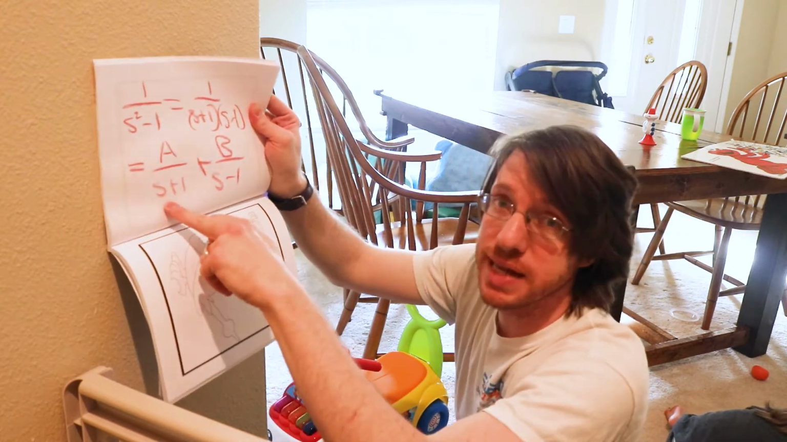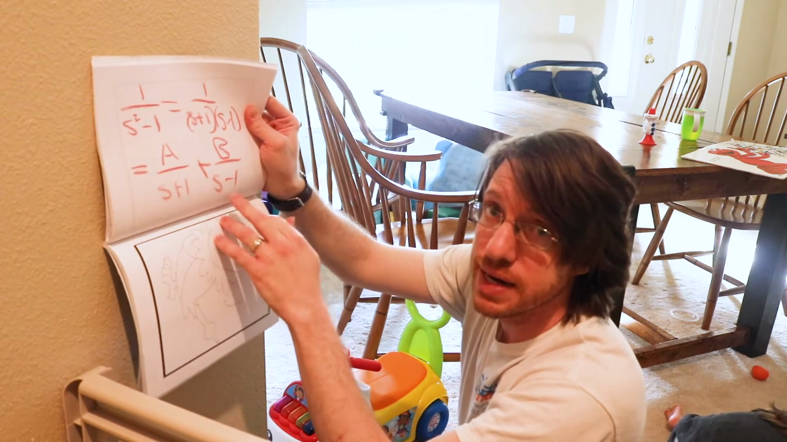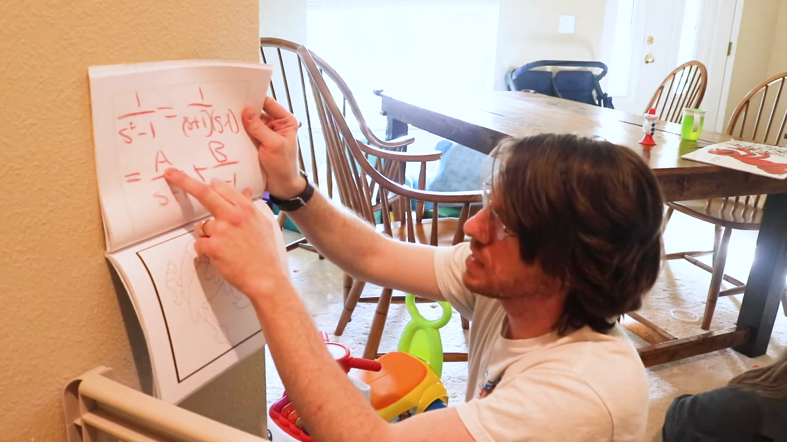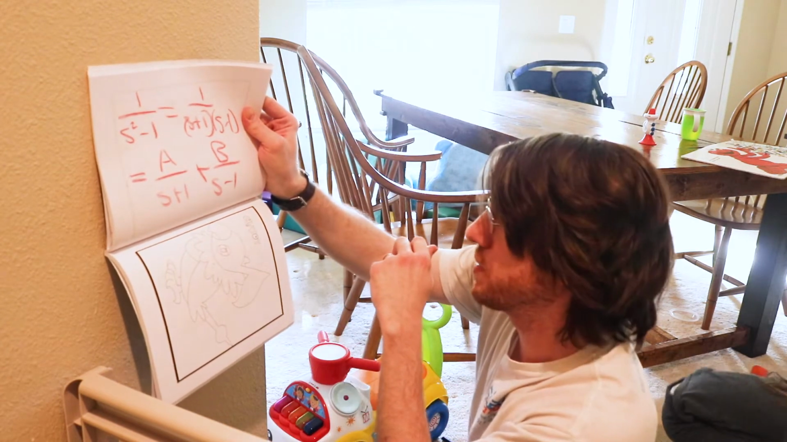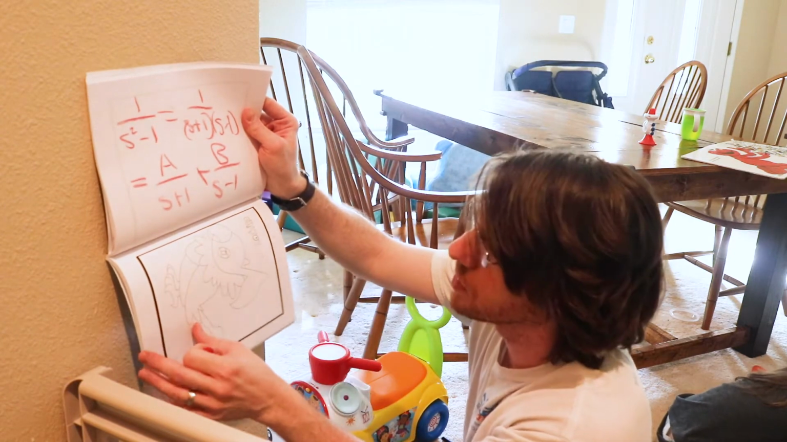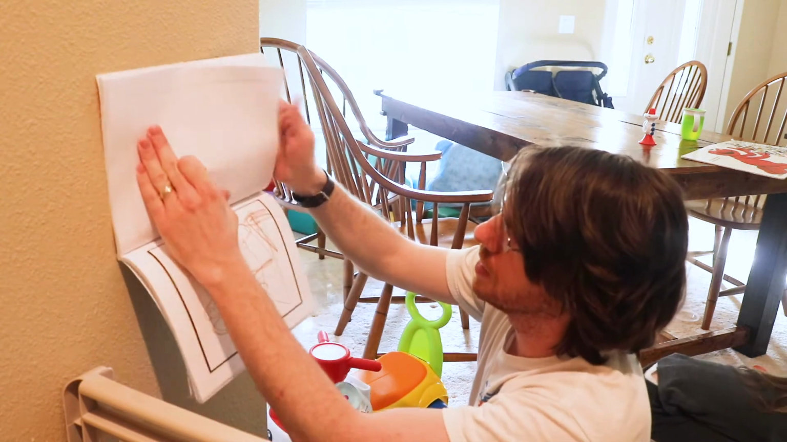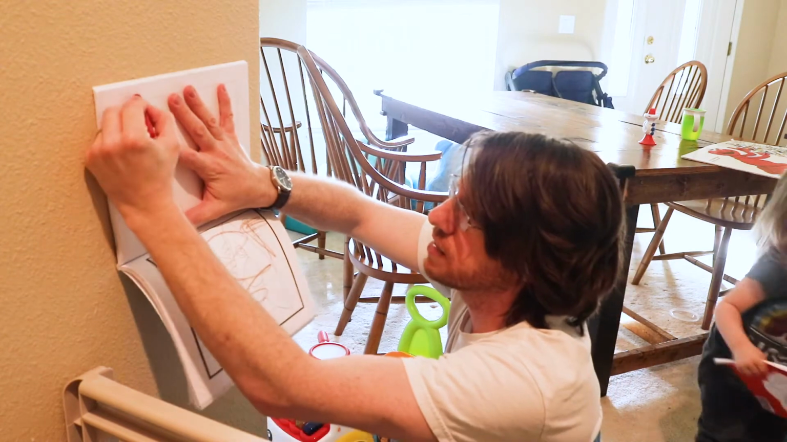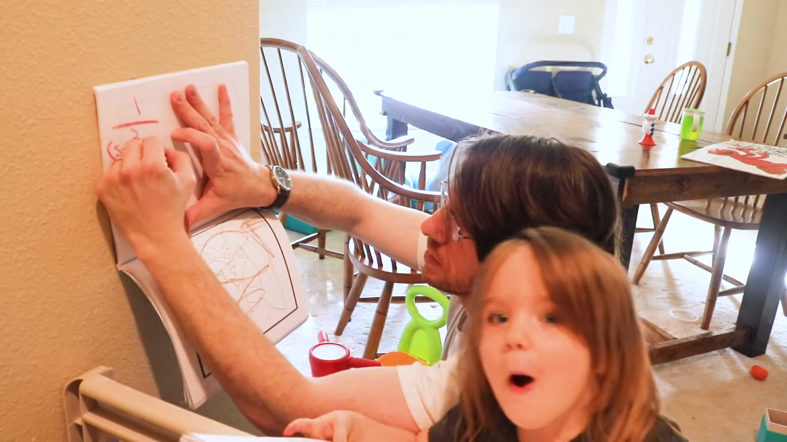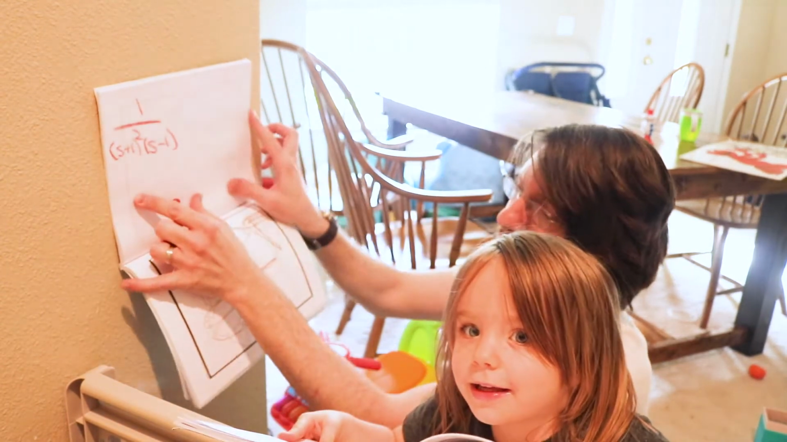You can set s equal to -1 and s equal to +1, and then terms will disappear and you can solve for those. I think in this case, a is -1 and b is 1, or maybe the other way around. But yeah, it could get slightly more difficult. So say, for instance, you have 1 over s plus 1 squared times s minus 1.